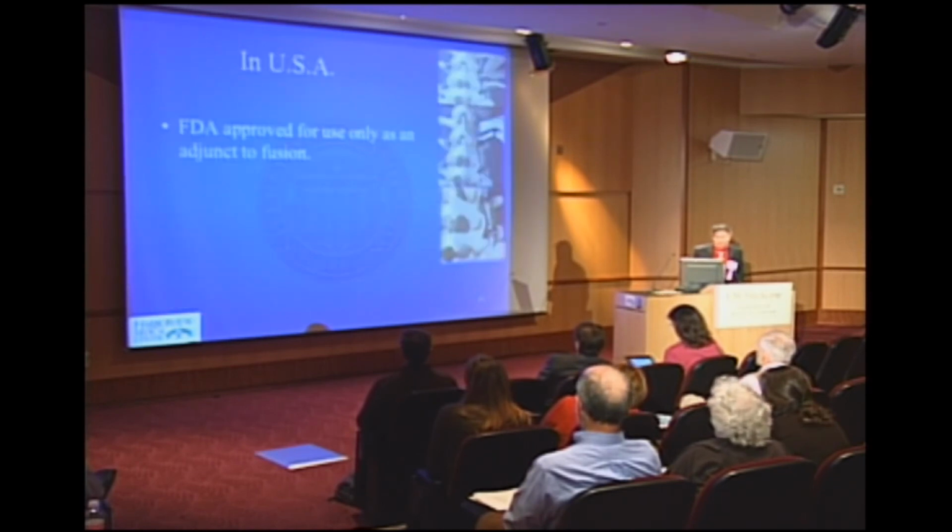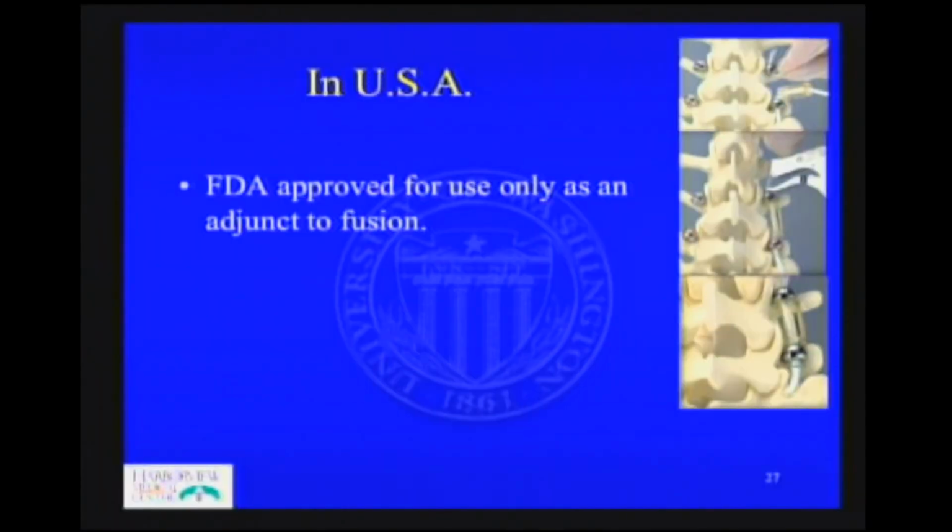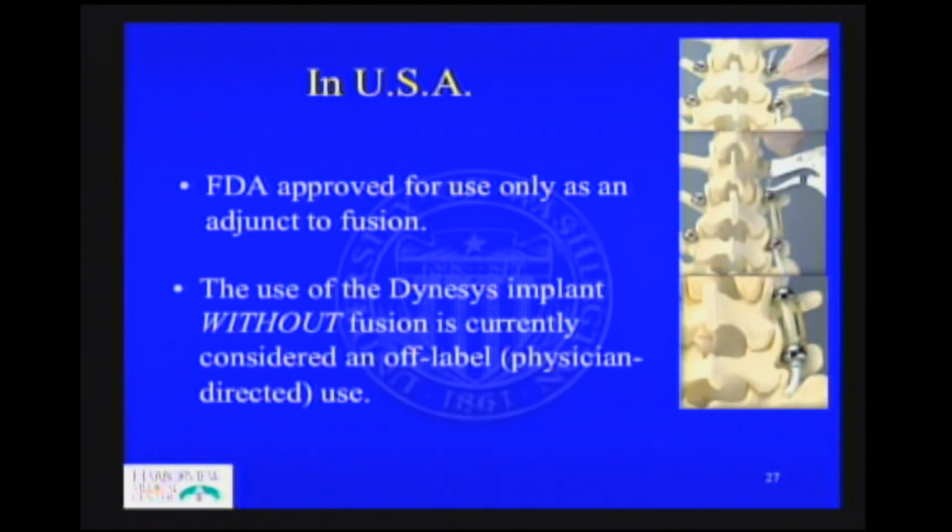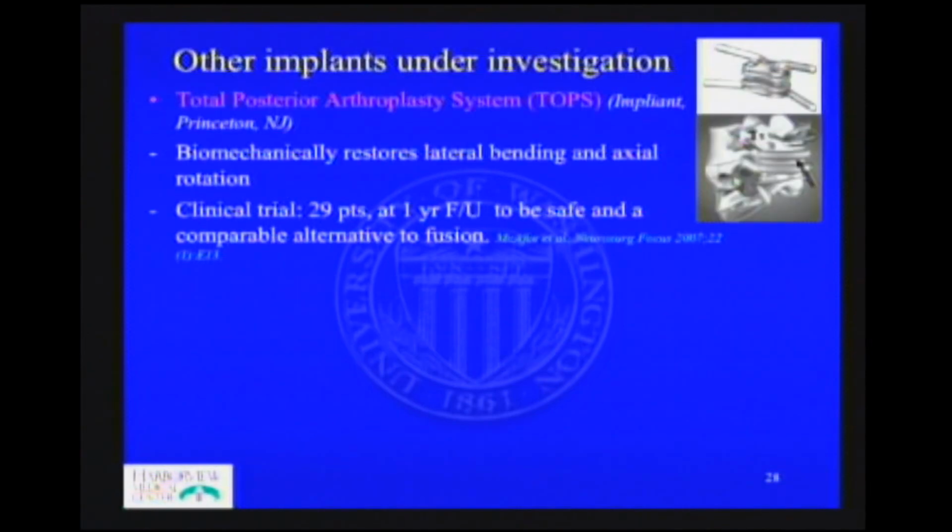In the United States, the FDA approved the DISEASE system for use only as an adjunct to fusion. The use of the DISEASE implant without fusion is currently considered an off-label use. The reason they approved it with the fusion is to stabilize the segments above the fusion, to try to prevent adjacent level disc disease. That's the original purpose.